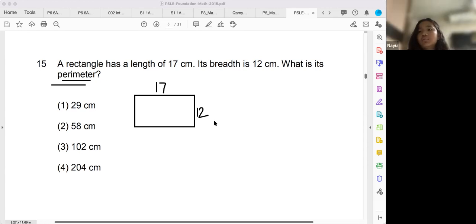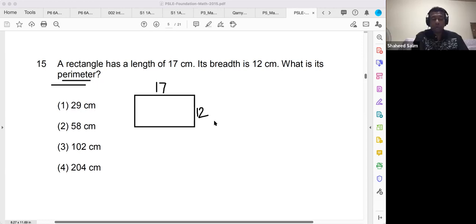Number one, but we have forgotten something. Perimeter refers to what? It refers not only to the 12, it refers to all round. This plus this plus this plus this. So you have to add another 12 and another 17. 17 plus 12 is equal to 29. This 17 plus 12 is 29 also.